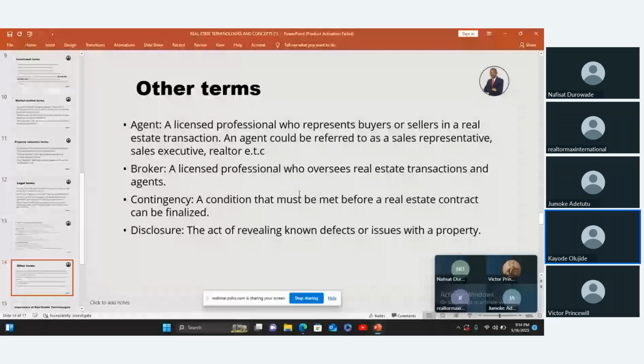A licensed professional who assists in real estate transactions. Agency. A condition must be met to be finalized. Of course, there are always conditions before the real estate transaction will be finalized. Then we have the disclosure.